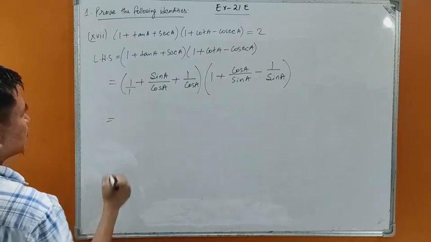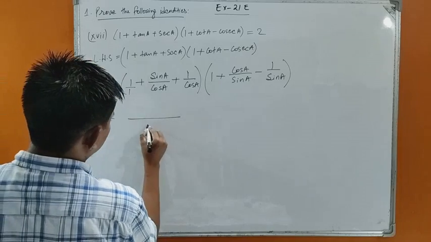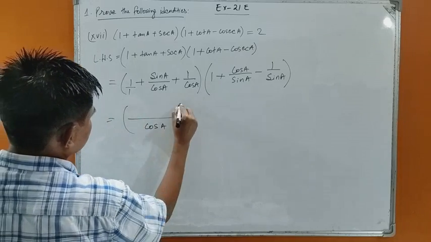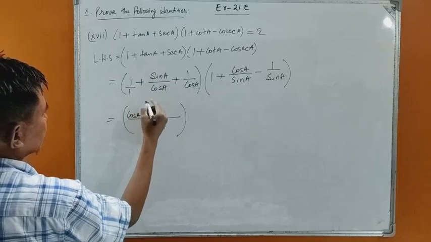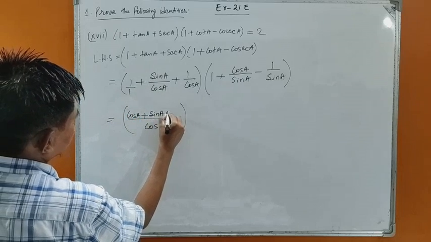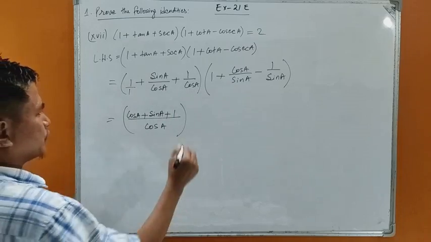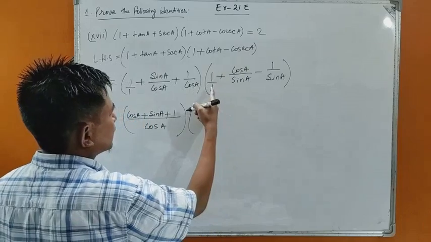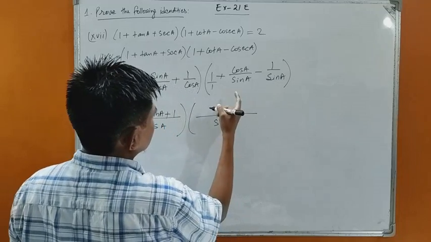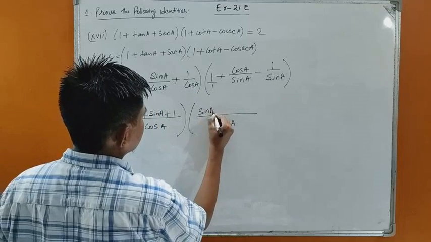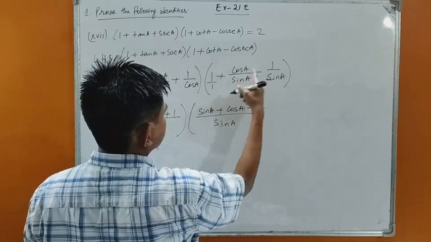So we have 1 in the denominator of 1 here. Okay. So let's take the LCM of cos A and 1. The LCM will be cos A, isn't it? So cos A into 1 is cos A plus 1 into sin A is sin A plus 1 into 1 is 1, because we have cos A here also. So here also we do the same thing. The LCM of 1 and sin A is sin A. So sin A into 1 is sin A plus 1 into cos A is cos A minus 1 into 1 is 1.